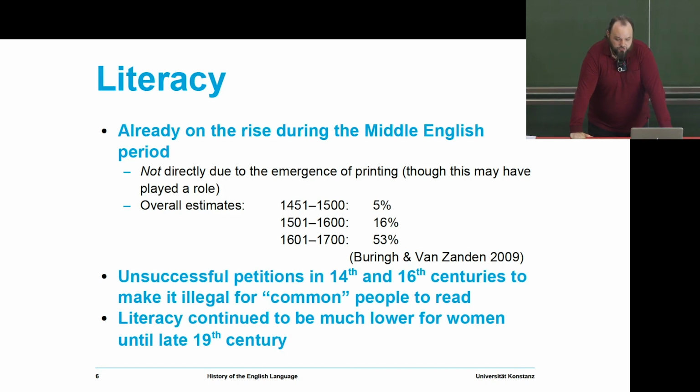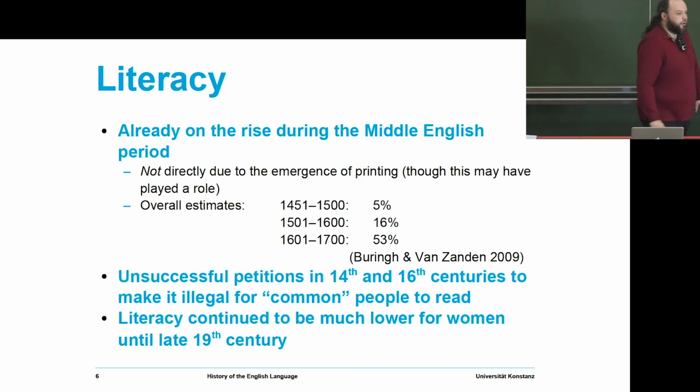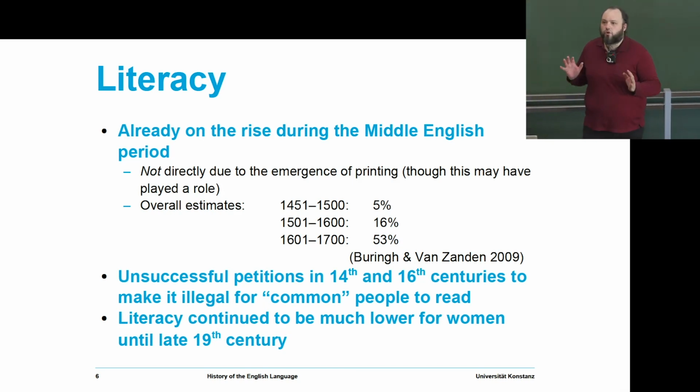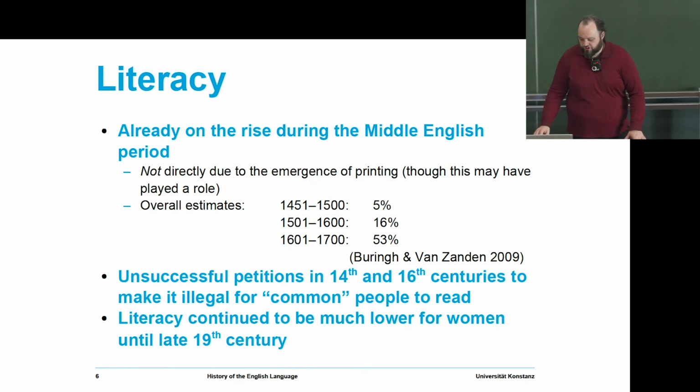But it's important to note that these literacy figures, these overall figures, hide quite a lot of variation. And in particular, among women, literacy was lower, and it was lower for a long, long time. It was lower, in fact, until the late 19th century. So even into the Victorian era, men were much, much more likely to be able to read and write than women were. So these overall aggregate figures should be approached with some caution.